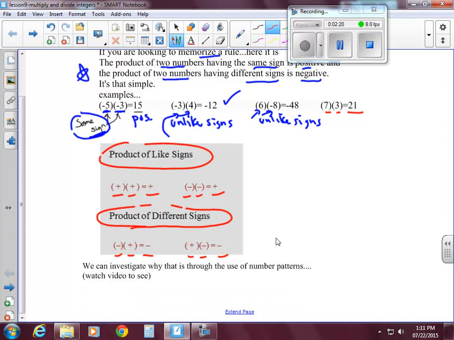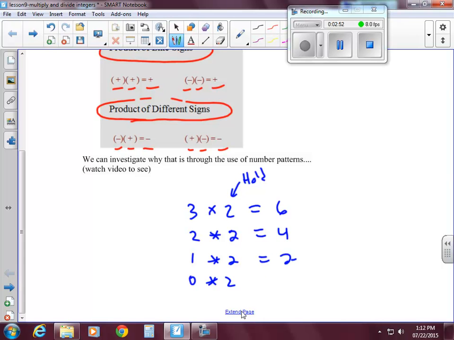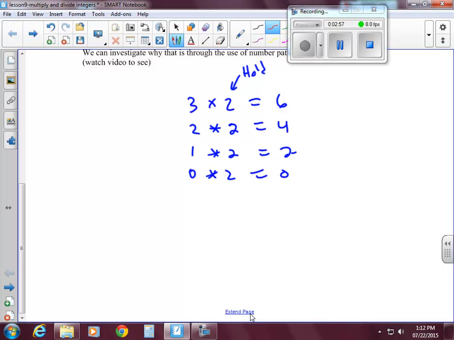Now, through the use of number patterns, we can also look at why that might be. So let's take something that you've known since you were little. You've known 3 times 2 is 6. Well, let's do 2, 1, 0. Now over here, I'm going to hold this 2 constant, and just think about the number pattern. You know that 2 times 2 is 4. You know that 1 times 2 is 2. You learn your times tables pretty young. But look at the number pattern itself.